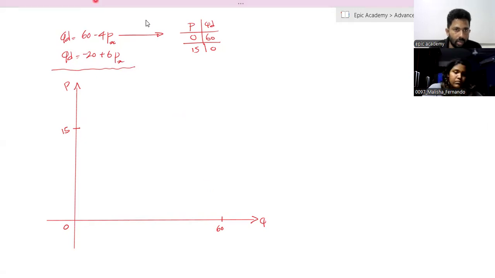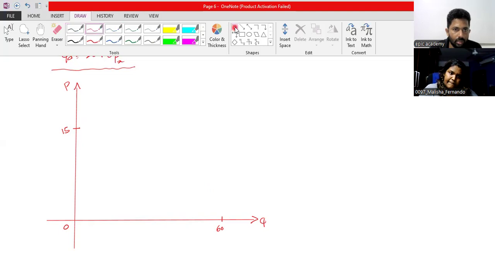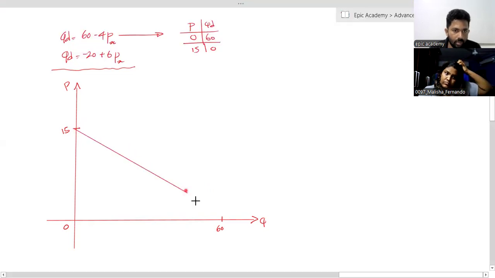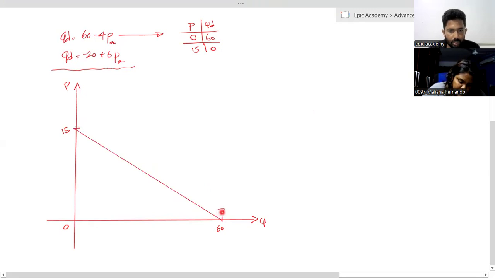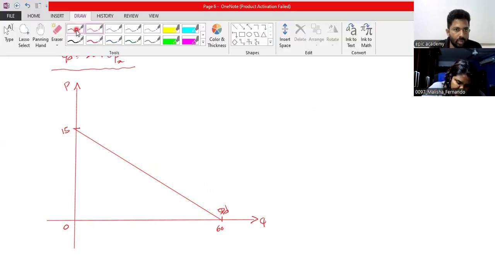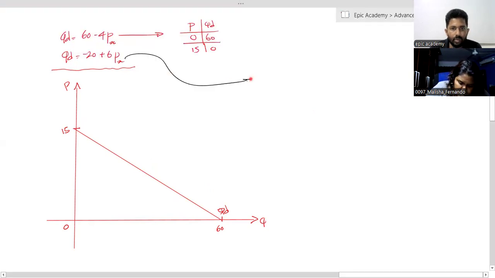Don't worry about that one. We are going to do the same thing, and we are going to cover up this one. So this will represent the quantity of demand equation, quantity of demand.